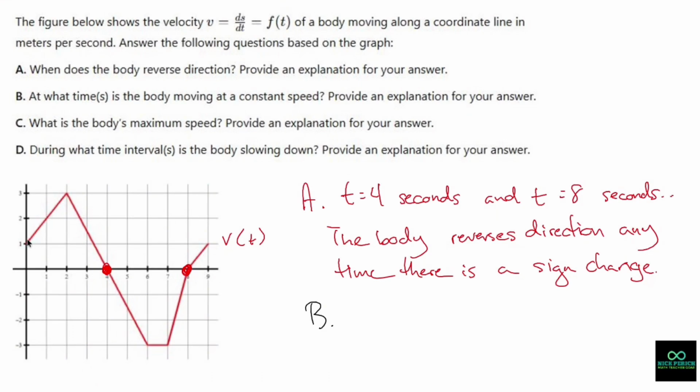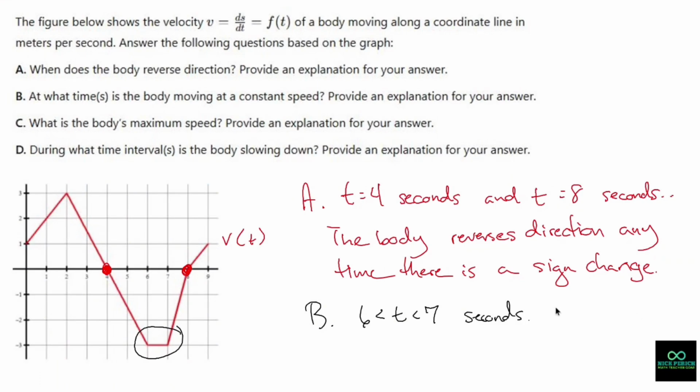The velocity at this moment from here to here is increasing. That's not constant. You're going from 1 meter per second to 2 meters per second to 3 meters per second, back down to 2 meters per second, and so on. The only time where you're going to have a constant speed is in between 6 and 7. So the body is moving at a constant speed when t is in between 6 and 7 seconds.